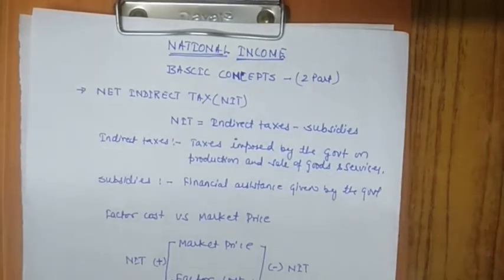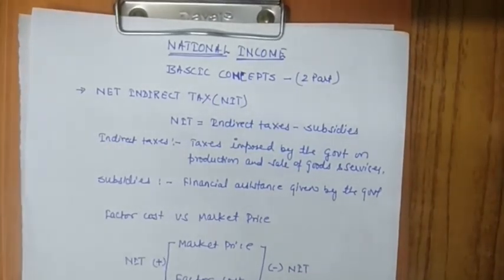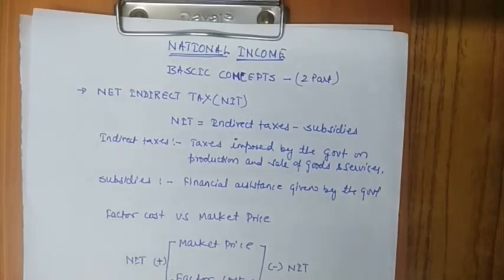Point to be noted here, taxes received by the government are transfer income of the government as they are received without providing any productive services in return. Similarly, subsidies paid by the government are transfer payments of the government. That is why when we calculate national income, net indirect taxes are subtracted, because they are a transfer income or transfer payment.